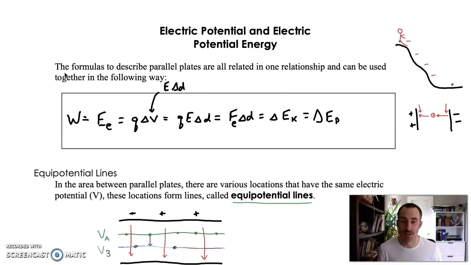So for this one, we're going to look back up at that long list of relationships that we had from earlier. Here they are. Work equals electric potential energy, which is equal to Q times potential difference, which is equal to Q times E times D. Okay, now I see right away that we have Q, E, and D. Those are variables that were given, and we're asked to calculate work.